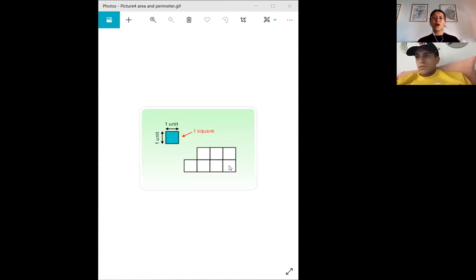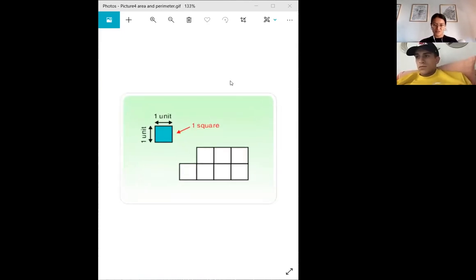Picture 4. Square unit could be a little bit of a confusing term. So we have to go ahead and look at this right now. Let me go ahead and share this one. Okay, so what is a square unit?